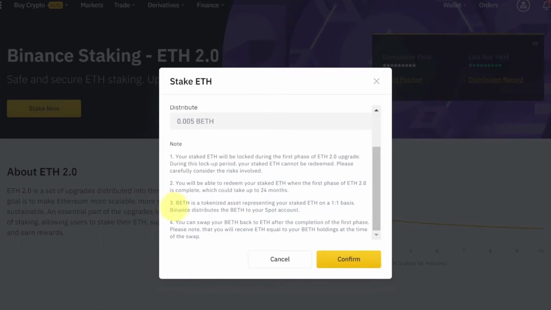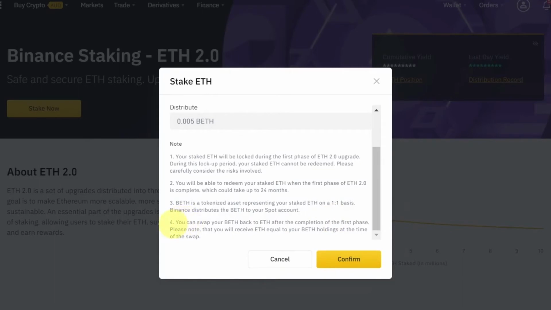And then point number 3 is that B Ethereum is a tokenized asset representing your staked Ethereum on a 1-to-1 basis, and Binance will distribute the B Ethereum to your spot account. That means if you stake 1 Ethereum, you will receive 1 B Ethereum. B Ethereum stands most likely for Binance Ethereum.